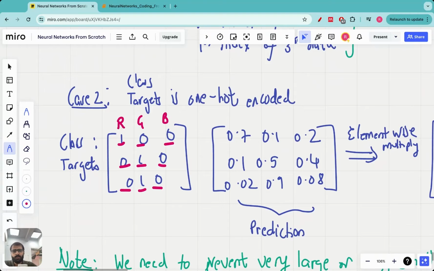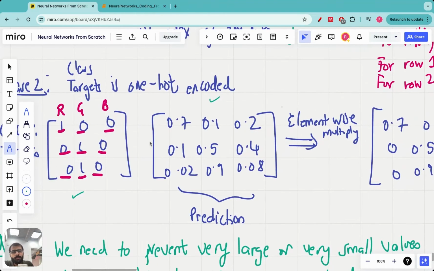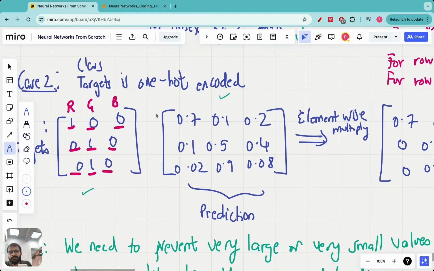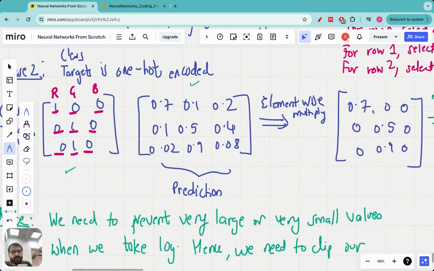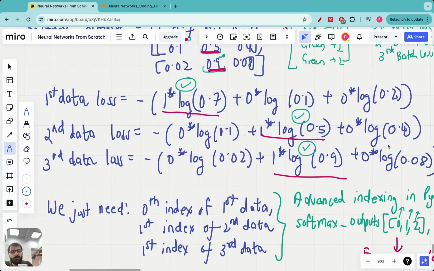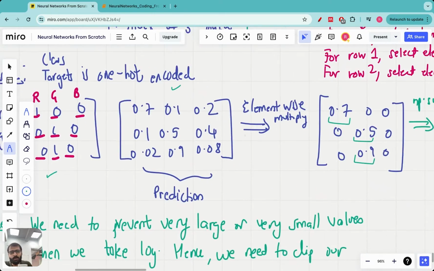So let's write down these two arrays side by side. This is my class targets array, which has been written on the left hand side over here. And this is my prediction array, which has been written on the right hand side. Okay. What I want you to do now is to do an element wise multiplication. If you do an element wise multiplication of these two, you will realize that from the first row, what survives is only 0.7. From the second row, what survives is only 0.5. And from the third row, what survives is only 0.9. This is exactly what we needed, right? We needed 0.7, 0.5, and 0.9 to survive. All other entries do not matter.